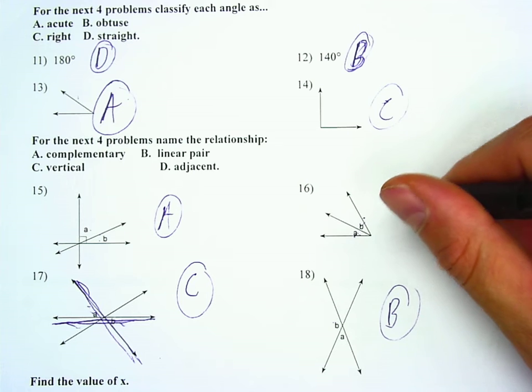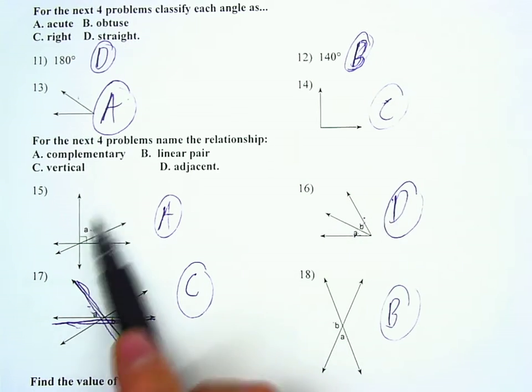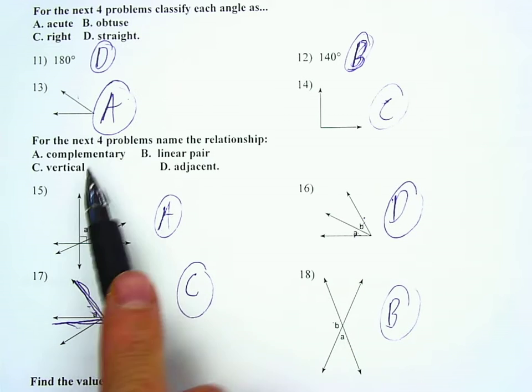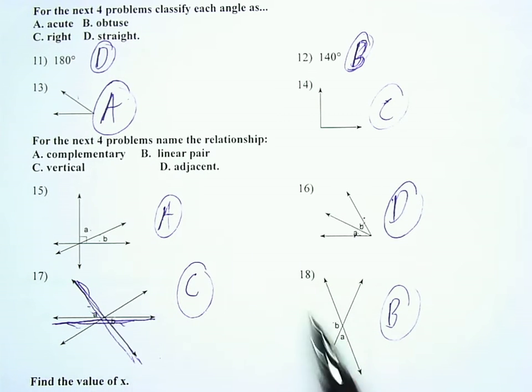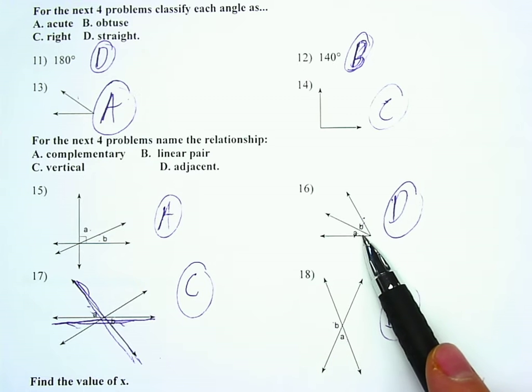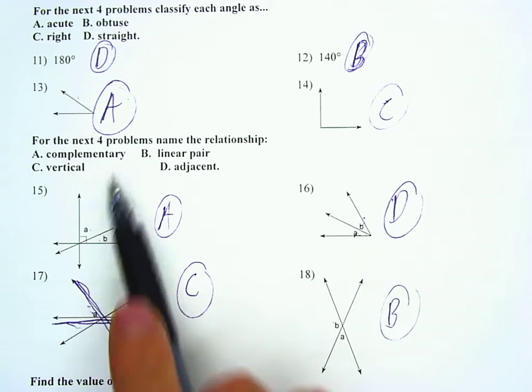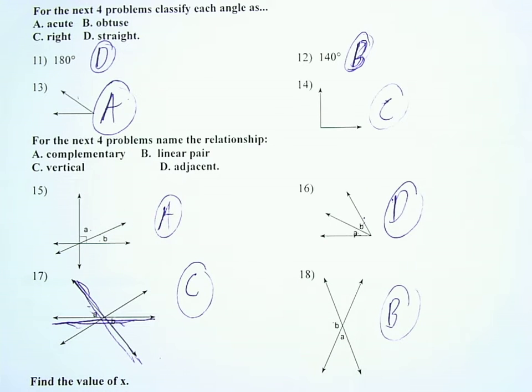And then adjacent is next to each other. Now, 16 is one example of adjacent. 15 is also adjacent, and so is 18. These two are both also adjacent as well, but we want the most specific name. So, in other words, when I ask you for the relationship, I'm asking you for the most specific name. Adjacent angles can be complementary, and they can also be linear pairs, or they can simply just be adjacent angles. So the answer adjacent only applies when it's not complementary or linear pair as well.